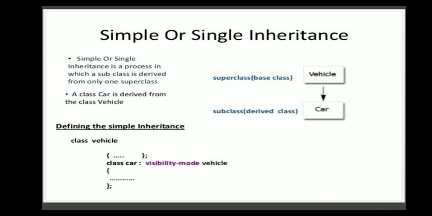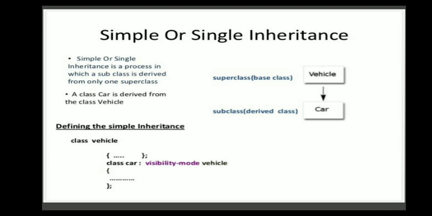Simple or single inheritance is the process in which a subclass is derived from only one superclass. Superclass is also called base class. Let's see the figure now. In this figure, the vehicle is a base class or superclass. Next, car is a derived or subclass. Here, the class car derives the entire information from the base class vehicle.